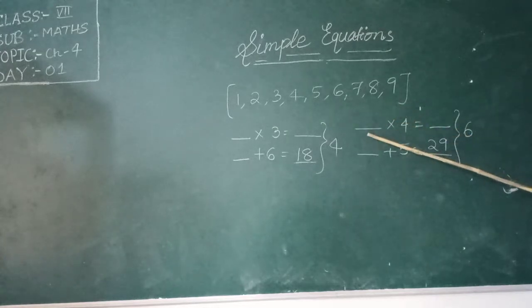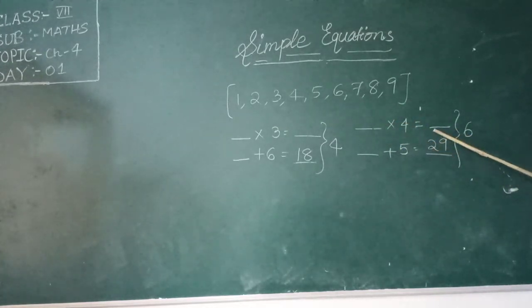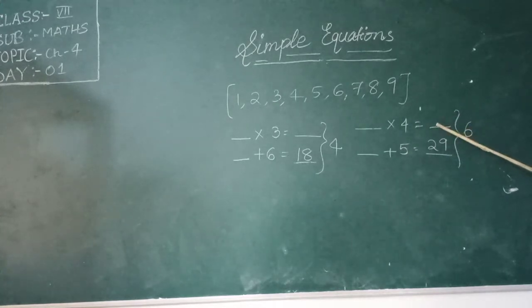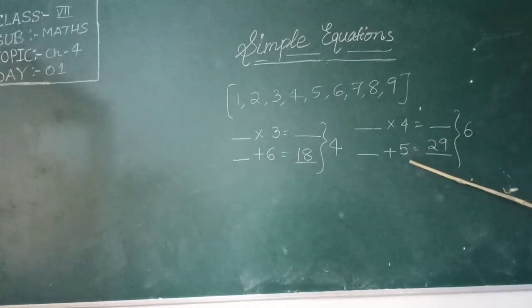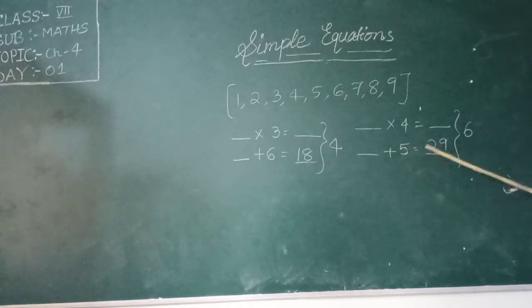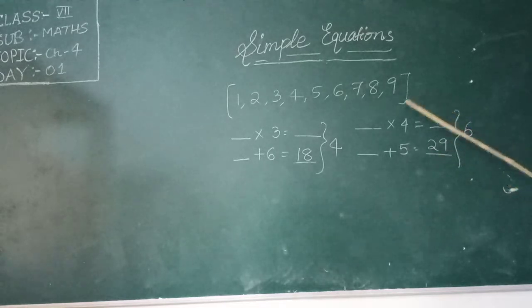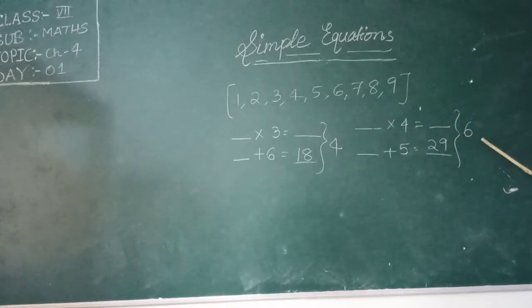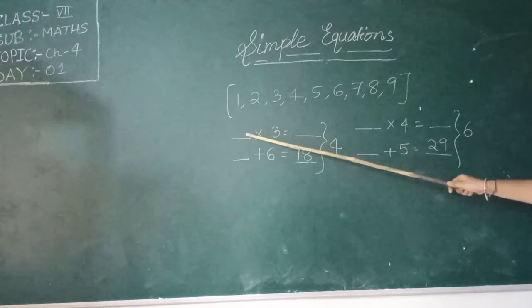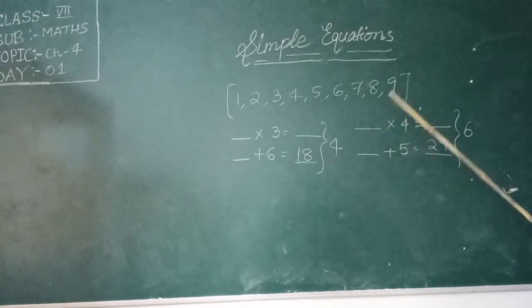Likewise, between 1 to 9, select any number. Multiply that number with 4. You will get some answer. Add 5 to this answer. If in case you are getting the answer as 29, then the number you took is 6. You may wonder how the number here is 4, and how here the number is 6. So this is the fact.